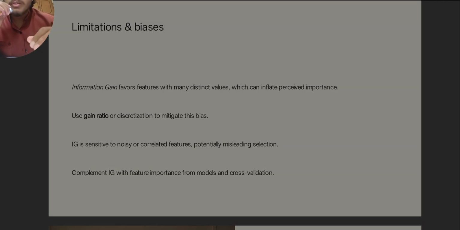Third, sensitivity to data distribution. IG depends on probability distribution. Small changes in data can affect entropy and IG values, and this can lead to unstable feature selection. Fourth, computational cost. For large data sets with many features, entropy calculations become expensive and slow down training. Information gain is simple and effective, but its bias is sometimes misleading. It needs to be used carefully with pre-processing and validation.